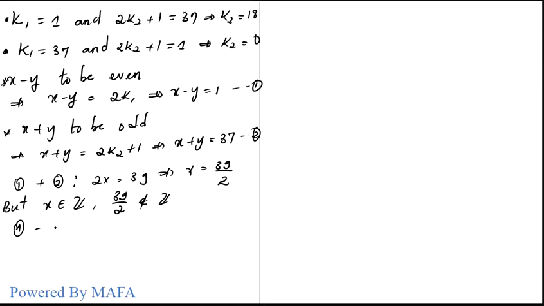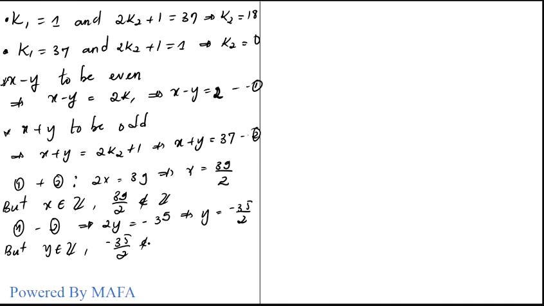Now if we take the first equation minus the second equation, we are going to get 2y is equal to negative 36. Let's be careful. 2y is equal to negative 35, meaning y is equal to negative 35 divided by 2. But what do we say? We said y was an integer, but negative 35 on 2 is not an integer, so we see the contradiction.